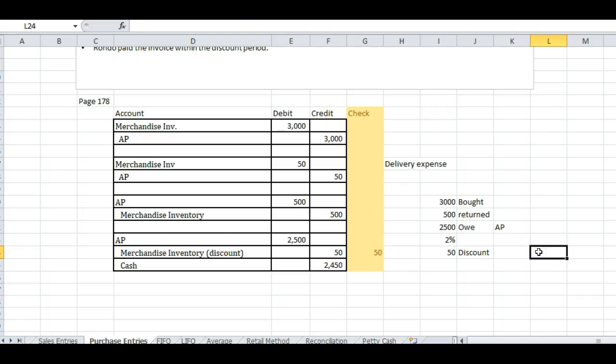in cash. So they owed $2,500. They get a discount of $50, and they pay cash of $2,450. Does that make sense? Now, try to apply that to the test and see what you come up with.